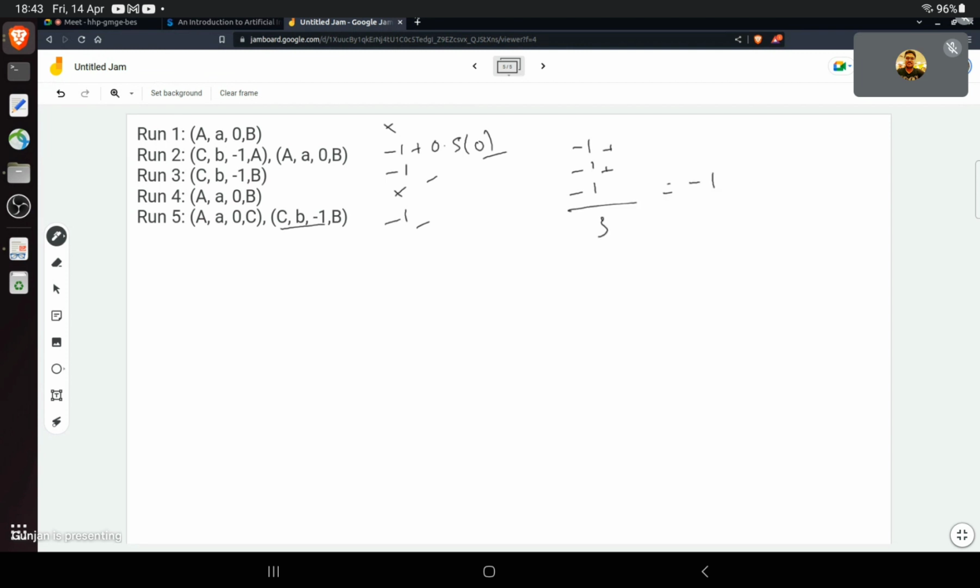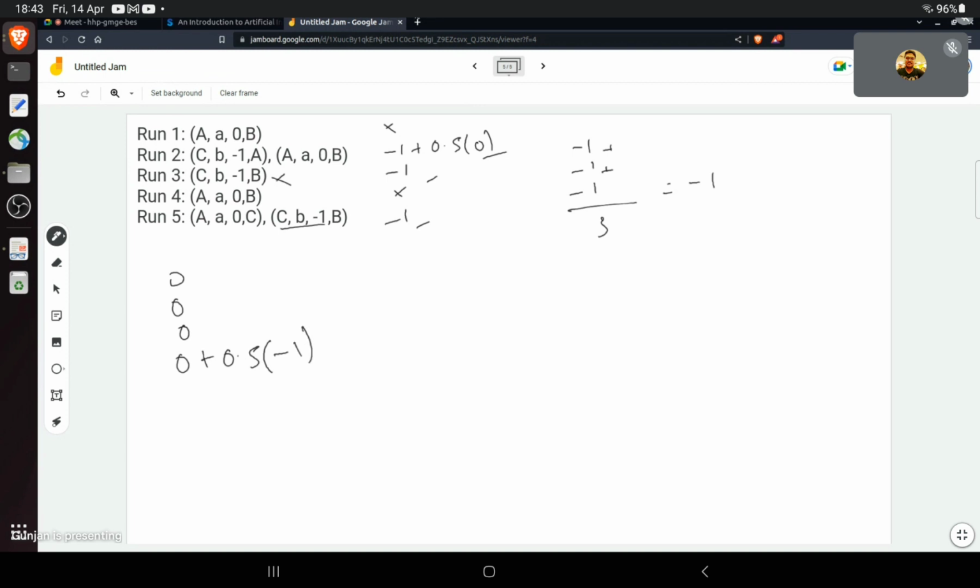And similarly, if you calculate V pi of A, from run 1 it is 0, from run 2 it is 0, run 3 is not considered, from run 4 it is 0, and run 5 is 0 plus 0.5 times minus 1.